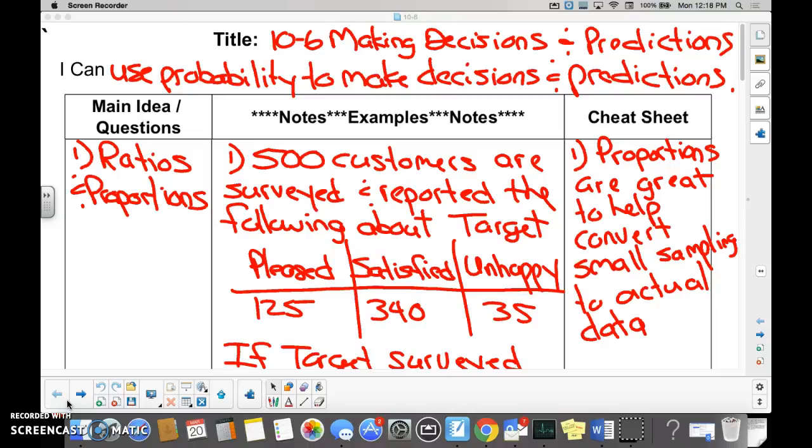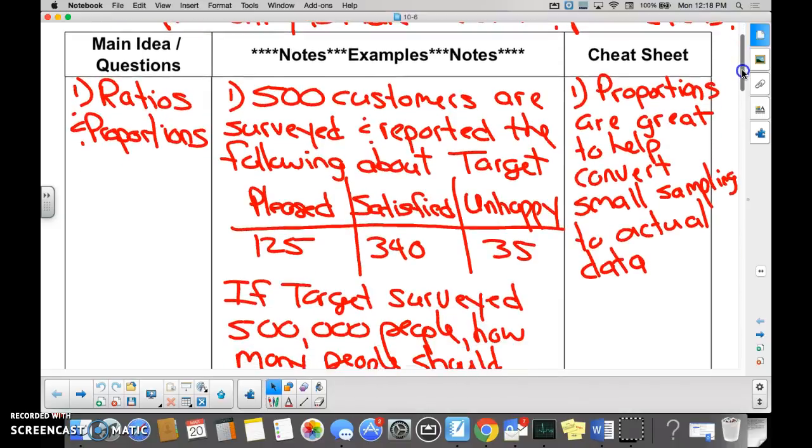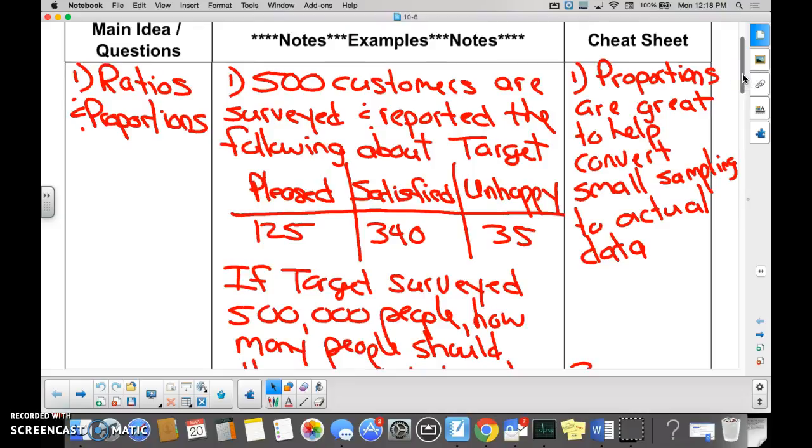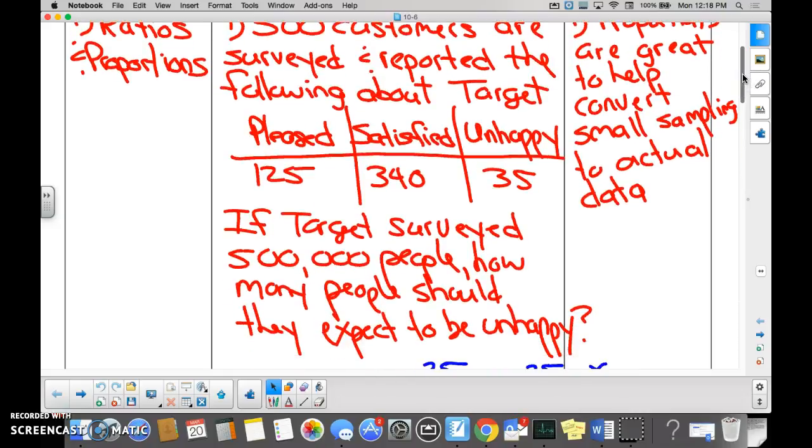You are given the probability of an event, you can make a decision or a prediction about that event using proportions. Our first example, where 500 customers were surveyed at Target, they had 3 options. 125 said they were pleased, 340 said they were satisfied, and 35 said they were unhappy.